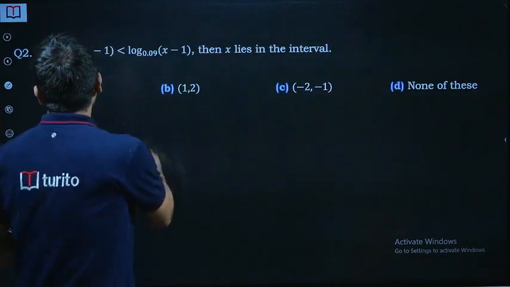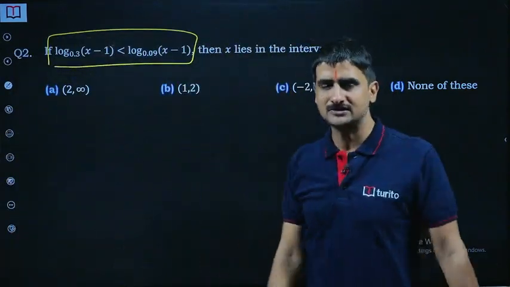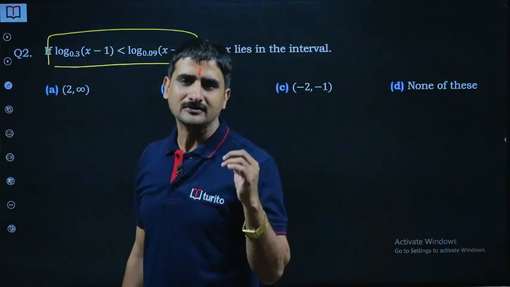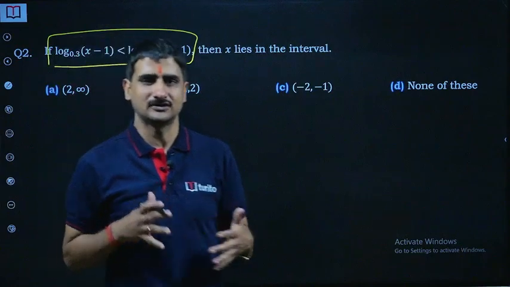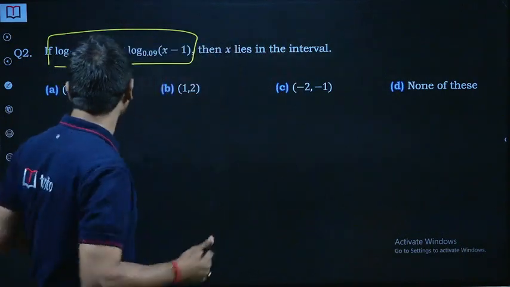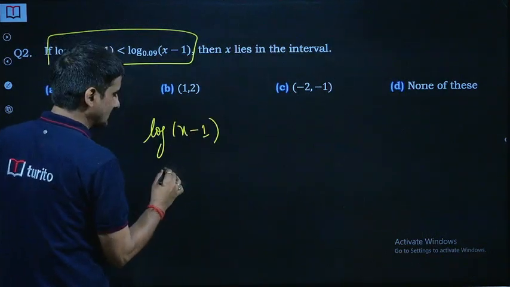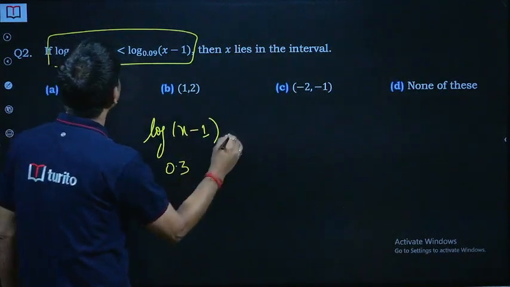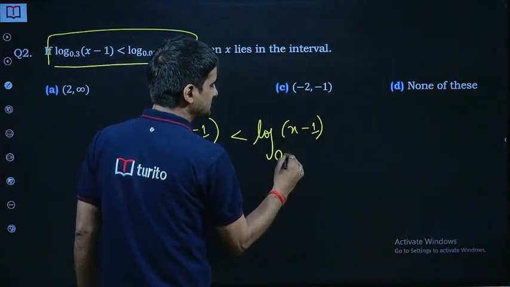Moving to the next one. See, that's a simple log inequality. Now, sharing this question has a purpose: you might have done these inequalities in the beginning of the course, so we shouldn't forget it. That's the simple purpose here. So log of x minus 1 to the base 0.3 is less than log of x minus 1 to the base 0.09.